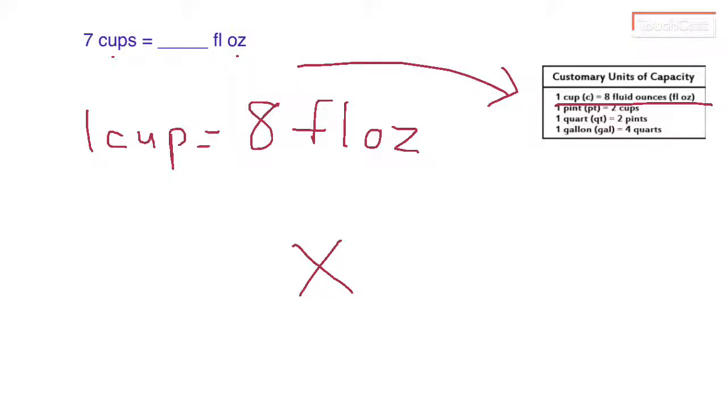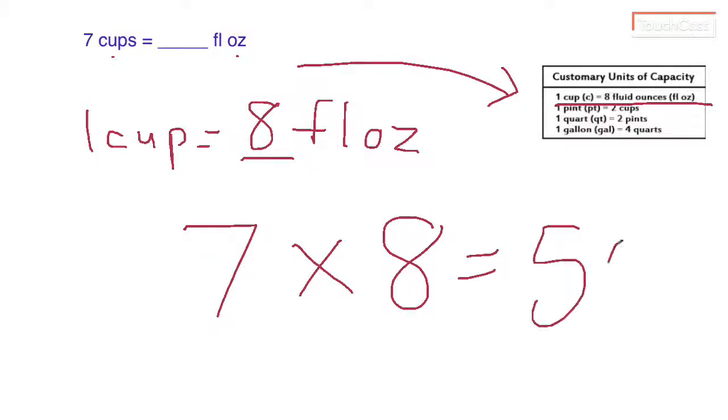Wow. So what am I going to multiply? Well, look at the conversion chart information I found, which is 8. I'm going to multiply by 8, and I have my number from my problem, which is 7. So 7 times 8 is 56. So 7 cups would equal 56 fluid ounces.